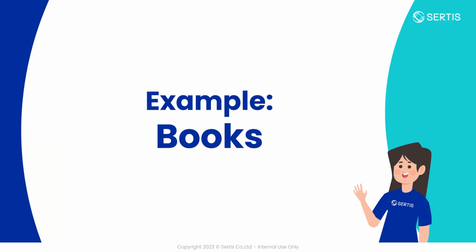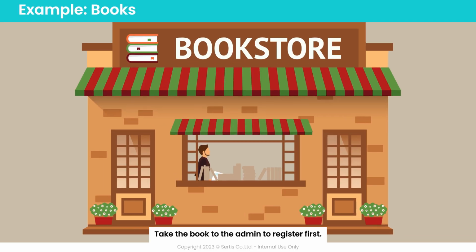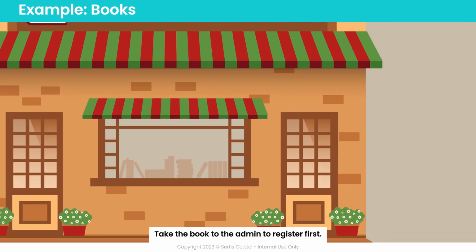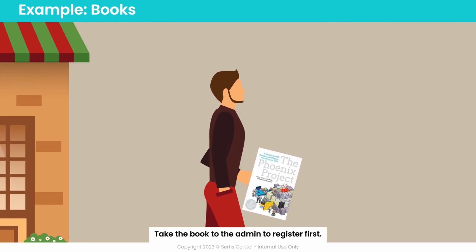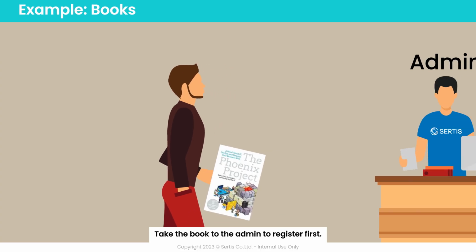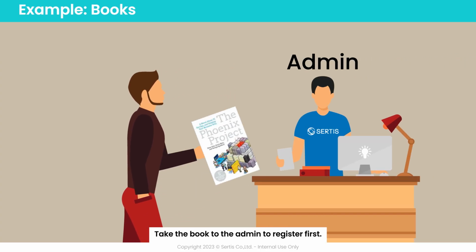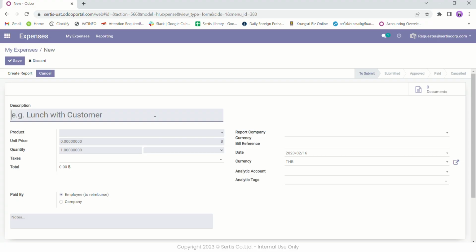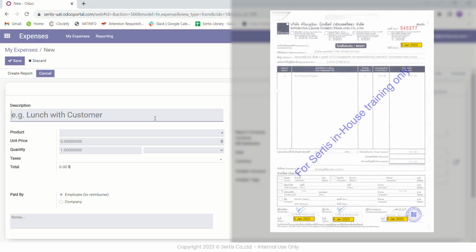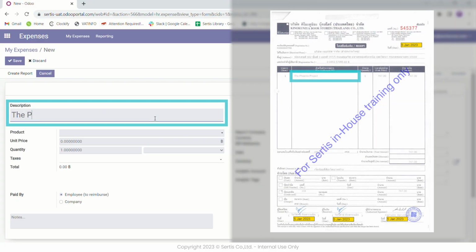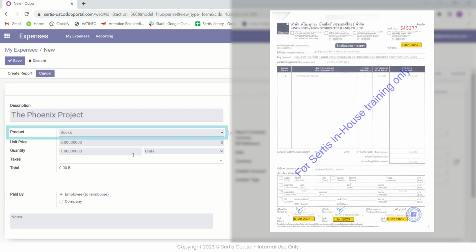Here is how to make a book reimbursement in the system. Take the book to the admin to register first. Let's create expenses in the system. Here are the receipt details. First, fill in the book name in description. Next, select books reimbursement type in product.